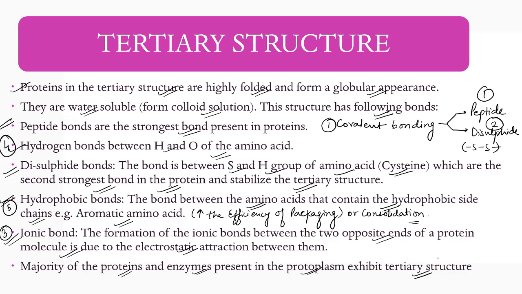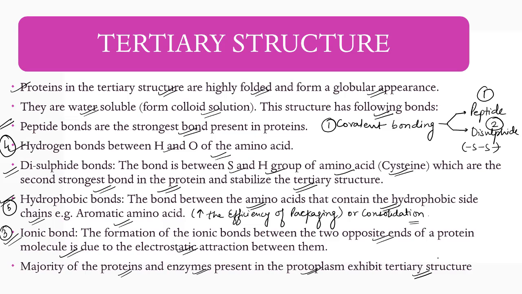So tertiary structure is a structure in which the amino acids, the proteins, get folded very much to form a globular appearance. They are water soluble, and they form colloidal solution. This structure has the following bonds: the peptide bond, which is the strongest bond, then the disulfide linkage, then the ionic bonds, then the hydrogen bonds, then the hydrophobic bonds.